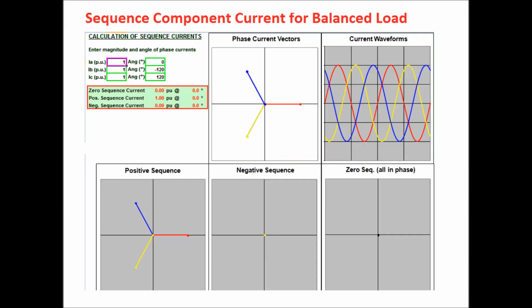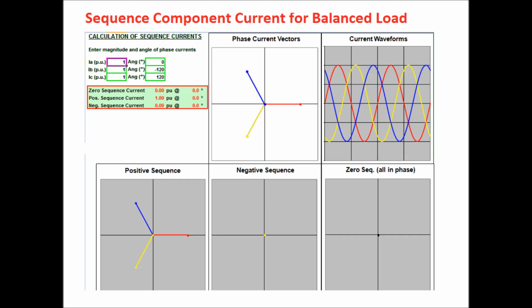So in order to calculate the sequence components of the current for balanced load, let us consider that the full load current is flowing, and due to the flowing of the full load current, 1 per unit current flows in the relay for each phase. So due to this, we will calculate the positive sequence current, negative sequence current, and zero sequence current based on the formula given in this Excel.